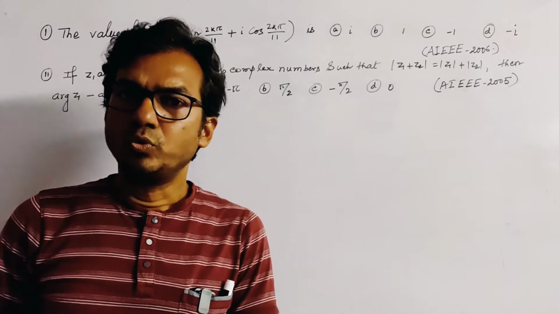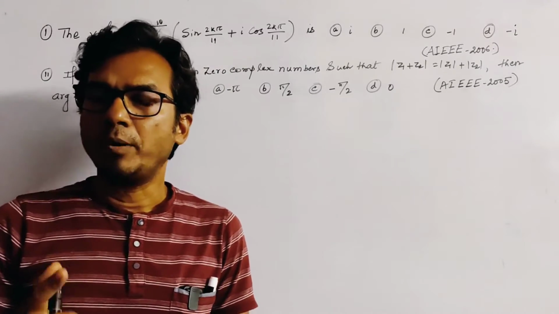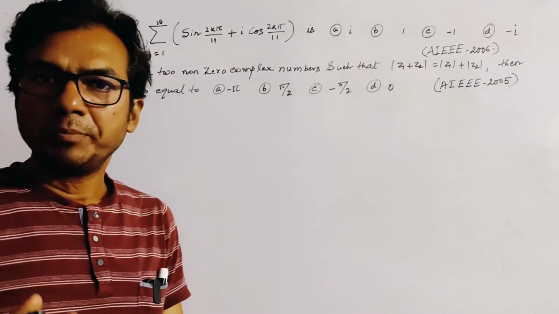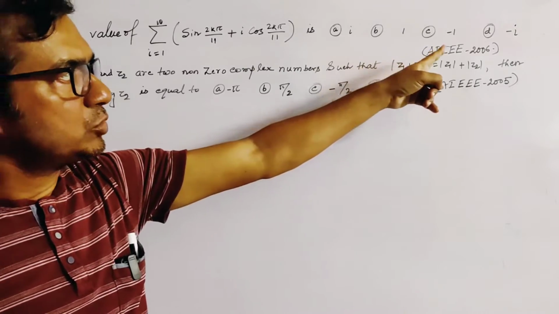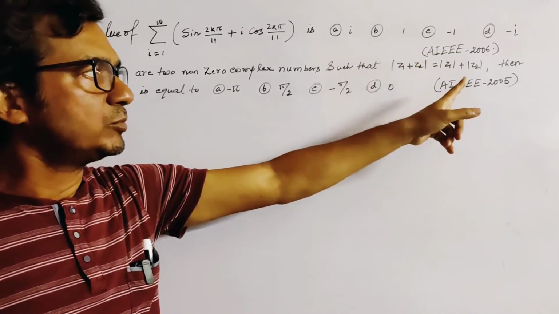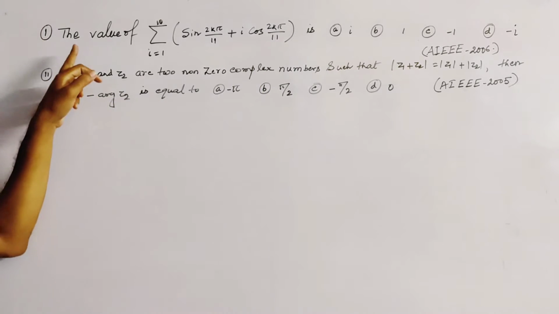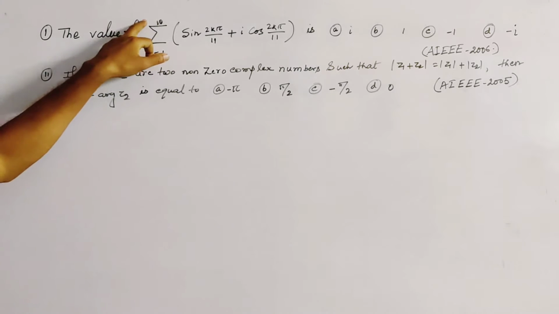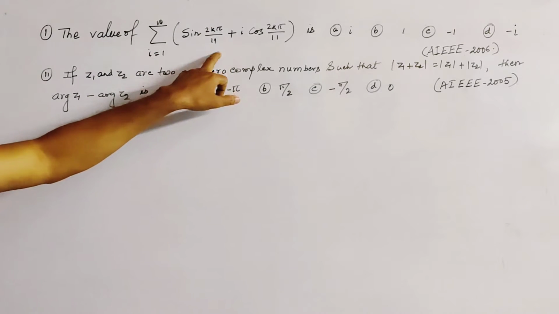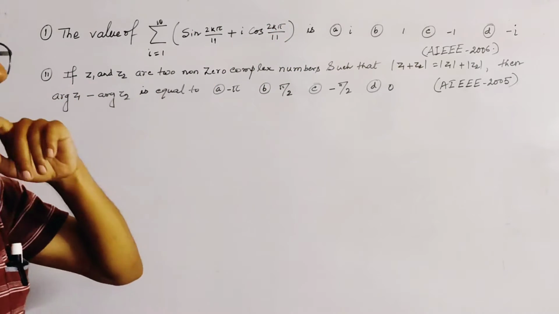In this class, we discuss the solution of two complex number problems from previous years of IEEE. The first one is from 2006 and the second one from 2005. The first problem is: the value of the summation k equal to 1 to 10 of sin 2kπ/11 + i cos 2kπ/11 is.